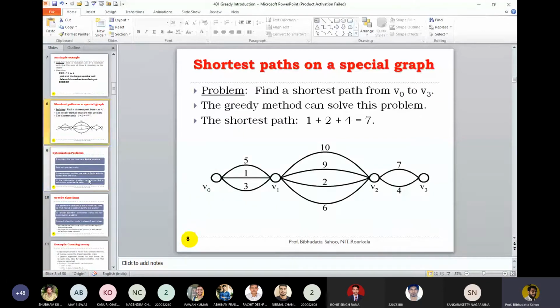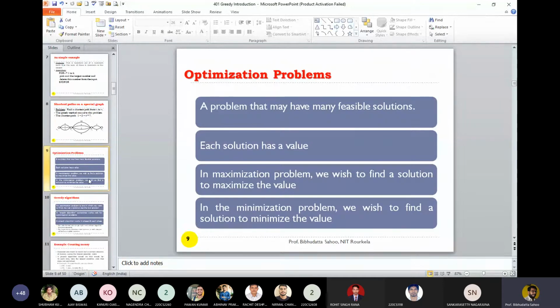So this discusses what an optimization problem is. The problem has many feasible solutions, out of which one is best. Each solution has a value. For example, we can have a finite number of spanning trees corresponding to a graph, and each spanning tree, if I calculate its cost, has a value. If I am going to find the maximum spanning tree, it is a maximization problem. If I am going to find the minimum spanning tree, it is a minimization problem.